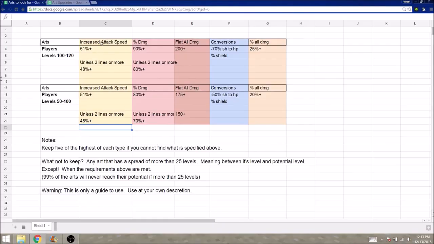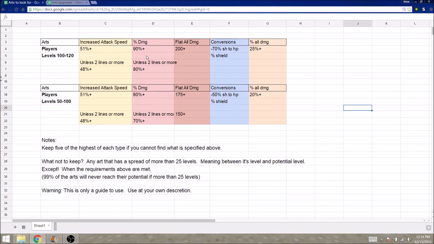So what are you looking at when you're looking at this? You have players between levels 100 and 120. You have players between 50 and 100. You have five categories. You have increased attack speed, percent damage, flat all damage, conversions, and percent all damage. I did not include health, armor, and shield, because typically you would just keep the five highest of each of those categories anyways. And really, there is no simple guideline to those, since it kind of depends on your ship and a number of factors. So I did not include those on this guideline.